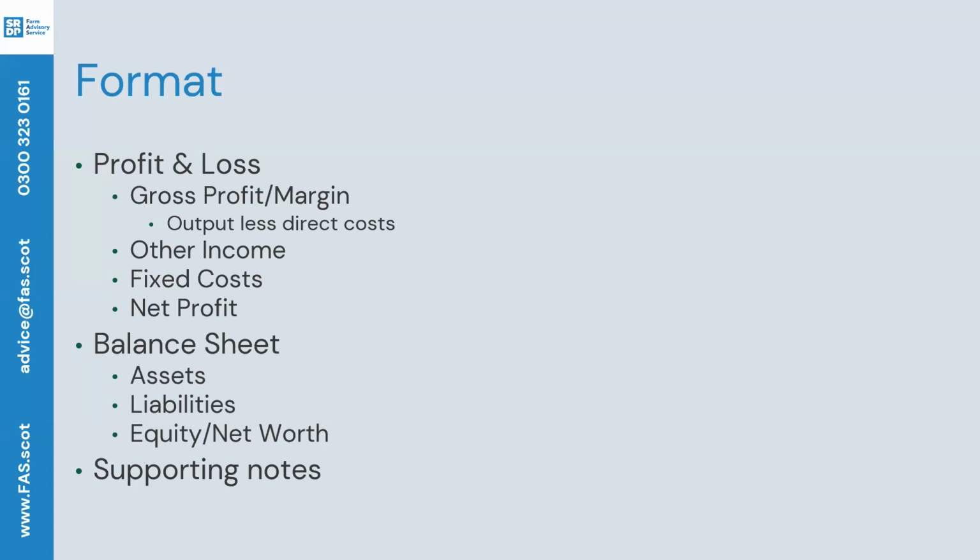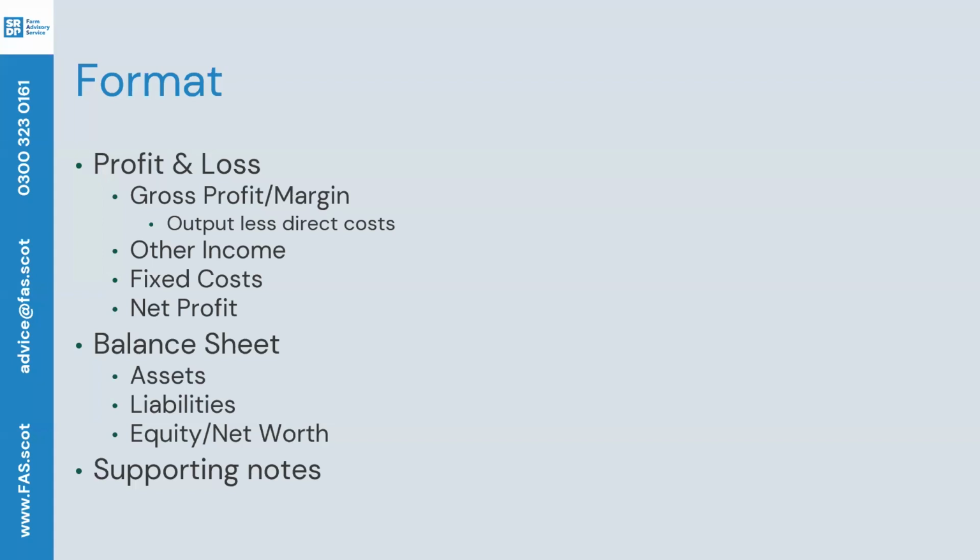So within your profit and loss, ultimately, the basic formula you need to remember is income minus expense is your profit or loss. It's as simple as that. It can always be boiled down to that. But we display it a wee bit differently. So we will show the gross margins, and we'll get on to what that is, which is just your output less your direct costs. We have any other income you have, fixed costs, and net profit. Your balance sheet is really straightforward. It's just your assets minus your liabilities, which is the net worth of that business. And then we have the supporting notes from there.